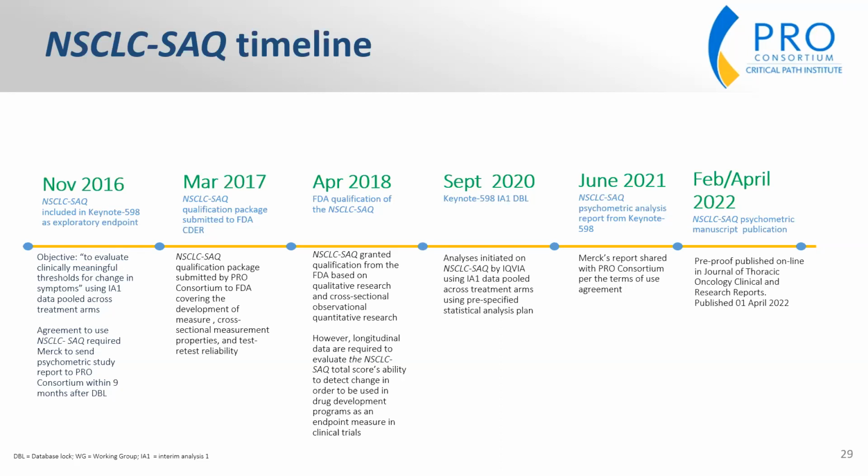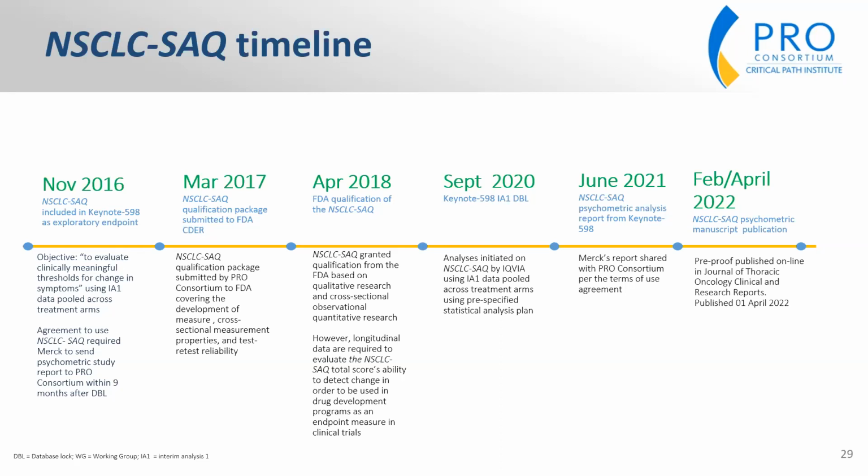In March of 2017, the qualification package for the instrument was submitted to FDA by the PRO Consortium. And in April of 2018, the FDA qualified the instrument. And I will give a little bit more details in the next slide about this qualification. In September of 2020, within Keynote 598, we reached the interim analysis 1 database lock. And that's when we used the pooled data across treatment arms to conduct analyses based on a pre-specified statistical analysis plan. In June of 2021, we were able to create a summary report, and this report was shared with the PRO Consortium based on the terms of our agreement.